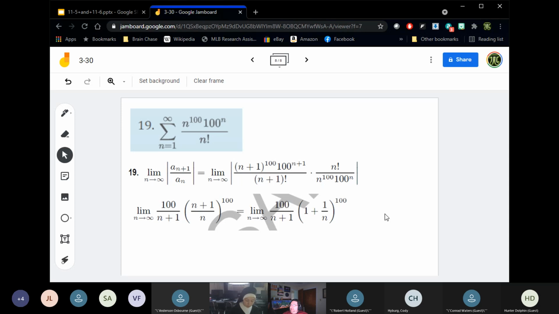So now if I look at that as the limit as n goes to infinity, this 100 over n plus 1, that's going to 0. And the 1 plus 1 over n, that's going to go to 1. So 0 times 1 is 0. So 0 is less than 1. So this one would be convergent.